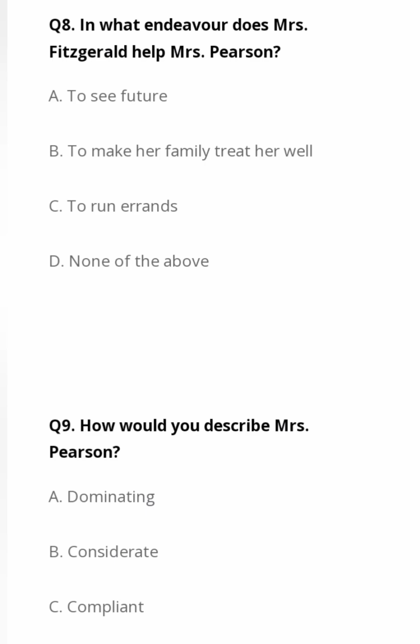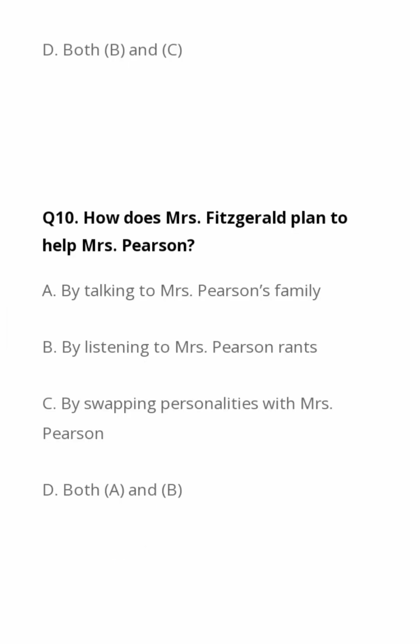And then question number 9. How would you describe Mrs. Pearson? That is option D. Both the answers B and C are the options here. So we can choose the option D. Considerate and complained. Okay. Then question number 10. How does Mrs. Fitzgerald plan to help Mrs. Pearson? That is option C, by swapping personalities with Mrs. Pearson is the correct option.